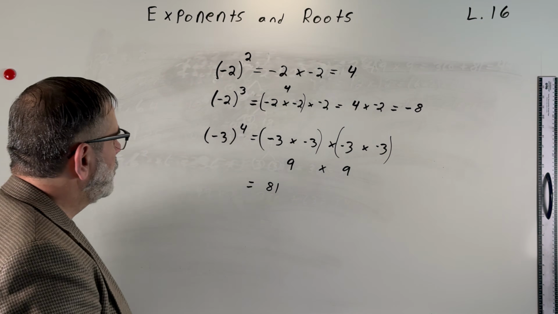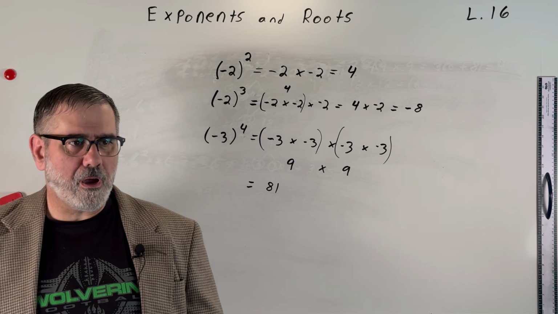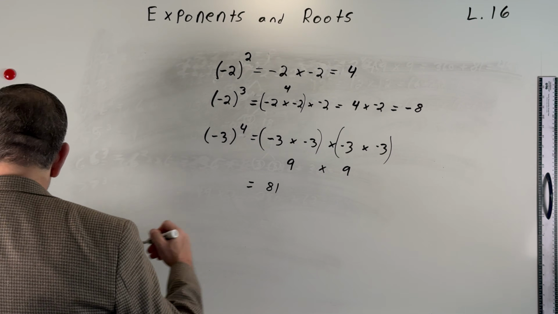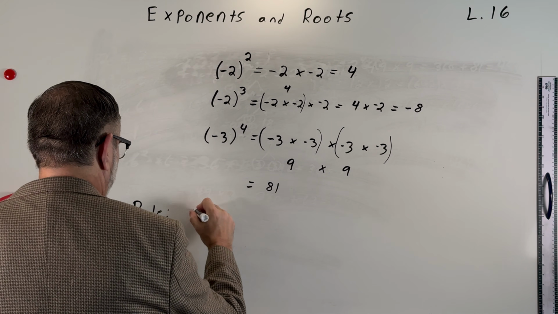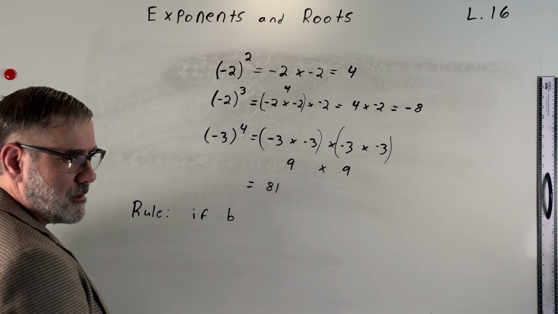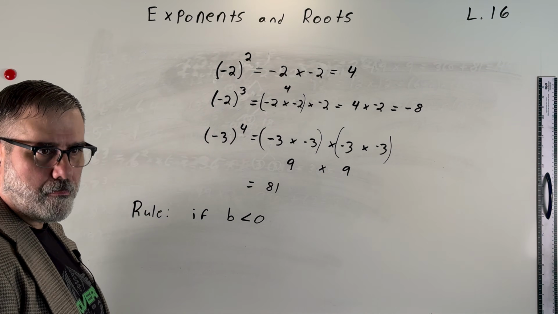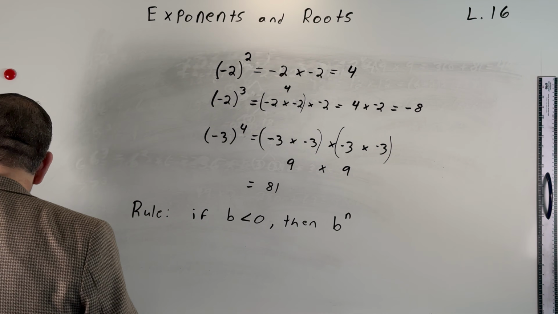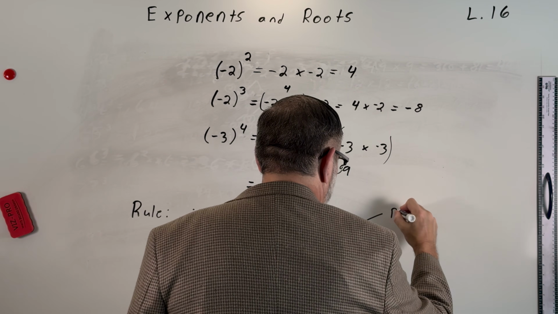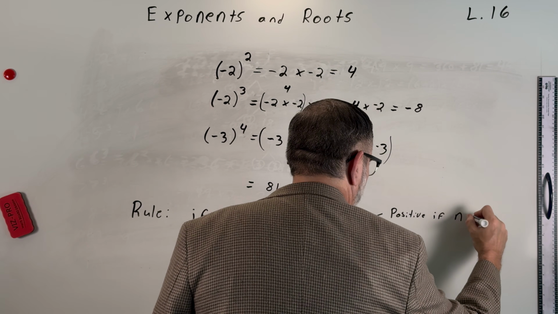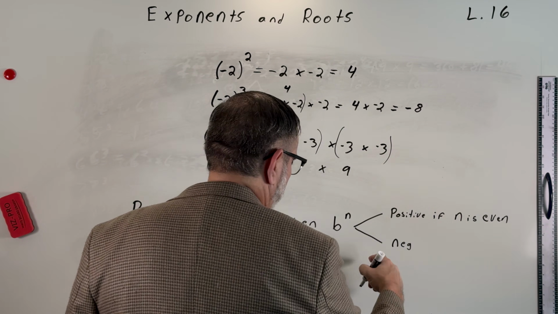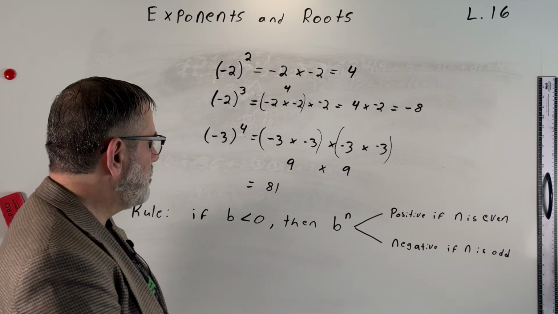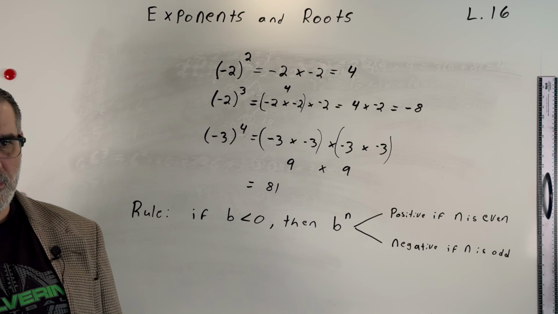If we were to continue doing negative numbers to the 5th power and the 6th power and the 7th power and the 8th power, we'd see a pattern that would give us a rule. And here is our rule. If some number b, for base, is less than 0, meaning it's a negative number, then b raised to the n power, where n is an integer, is positive if n is even. B to the n power is negative if n is odd. This is going to be important for what we're going to talk about next. But just think about that for a second.